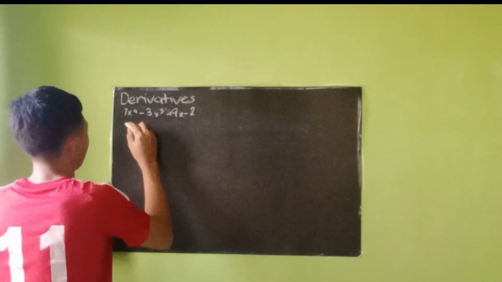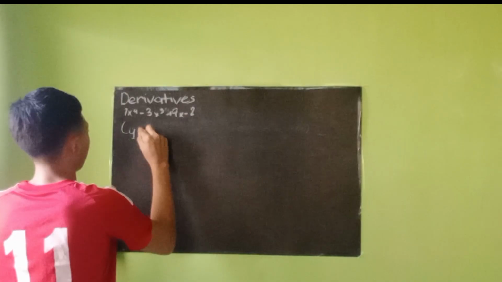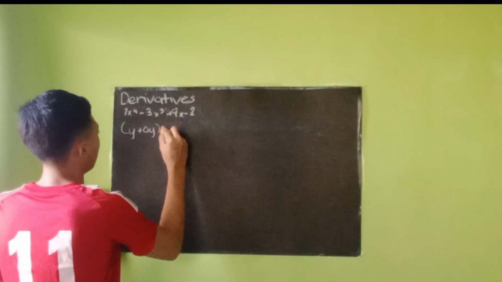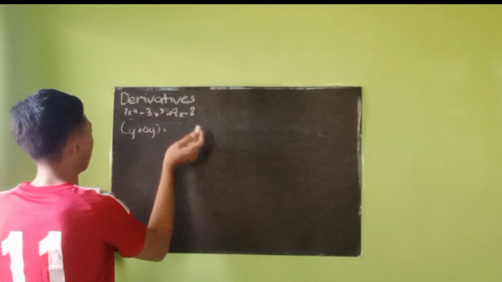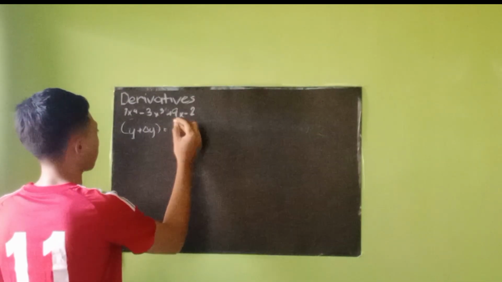Now let's start with y plus delta y, which equals your x. Again, you have to replace it with x plus delta x.